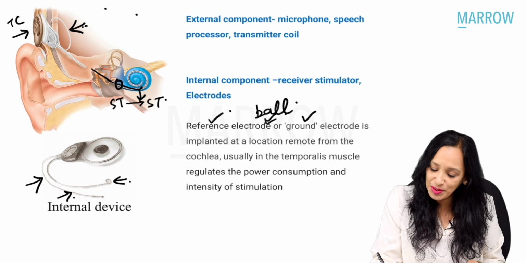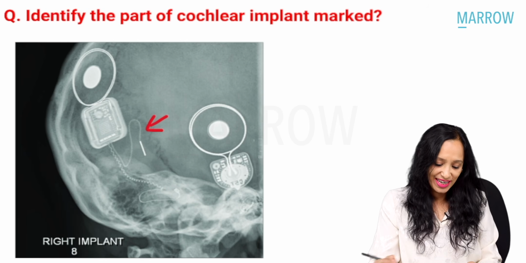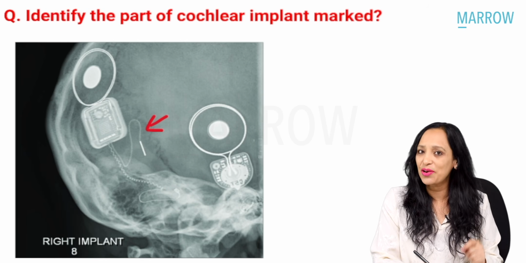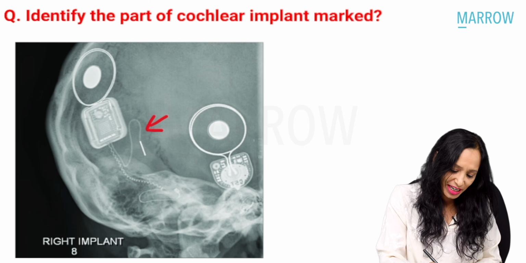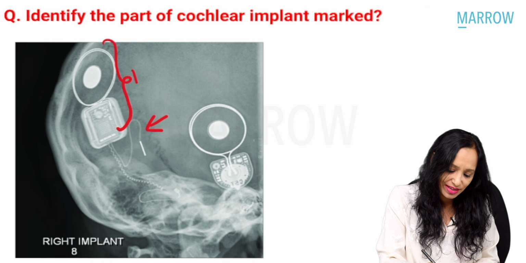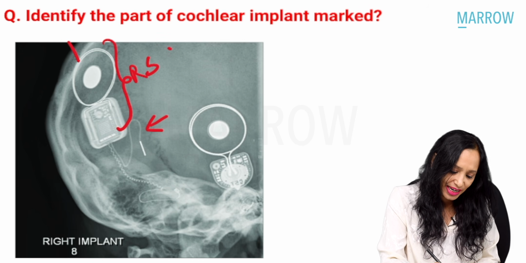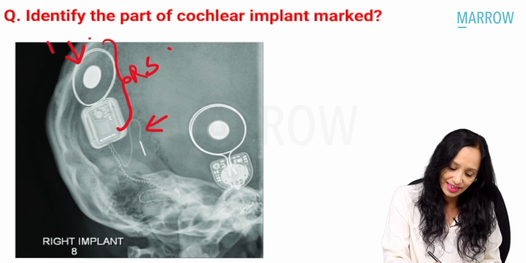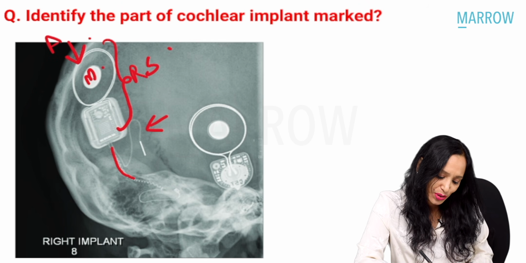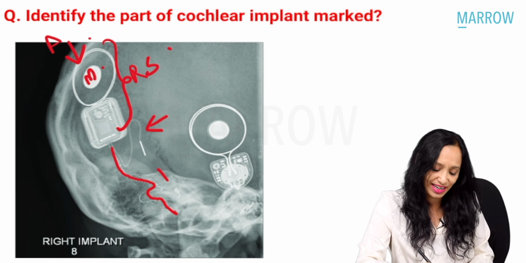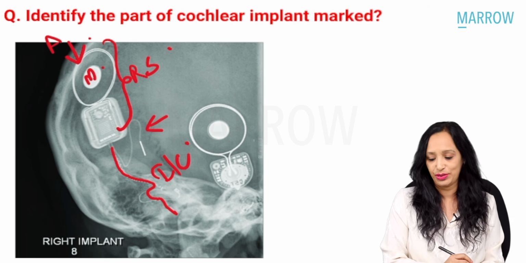So let us see what was the marked structure. Yes, we can see what is marked is the ground or the reference electrode. So can we make out the other parts also? So yes, we are seeing the internal component. This is the receiver stimulator, and here we can see this round. This is the antenna. This center is the magnet, and this electrode, can you tell me? Yes, this is the intracochlear electrode.